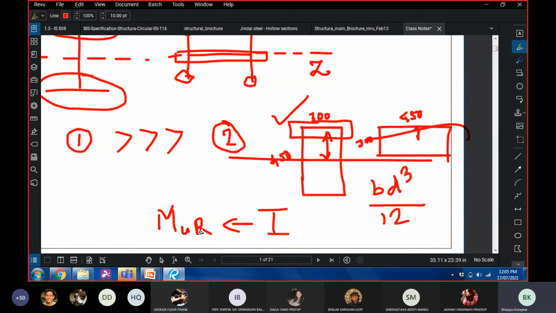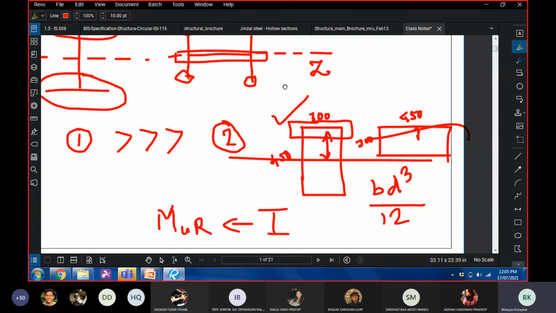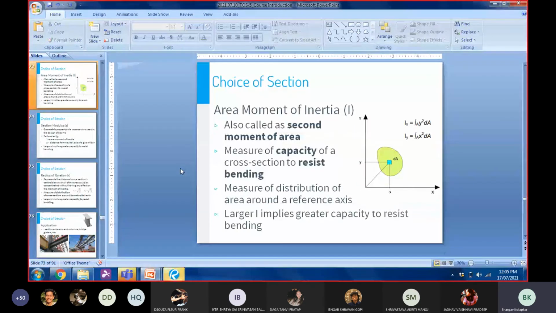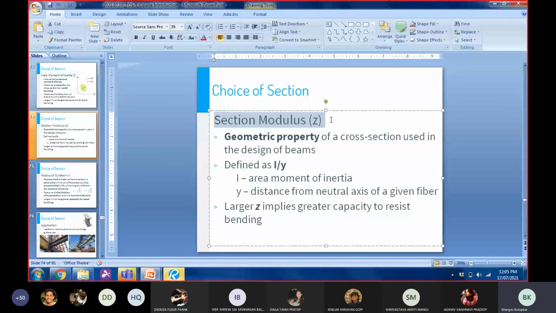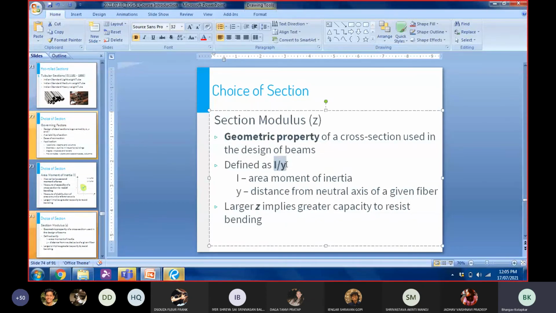That is the importance of I. Long story short, greater the value of I, greater is the value of moment of resistance. Now, I is a general measure. A more specific measure of the bending strength is Z, which is called as section modulus. Okay, and it is defined as Z is equal to I upon Y.